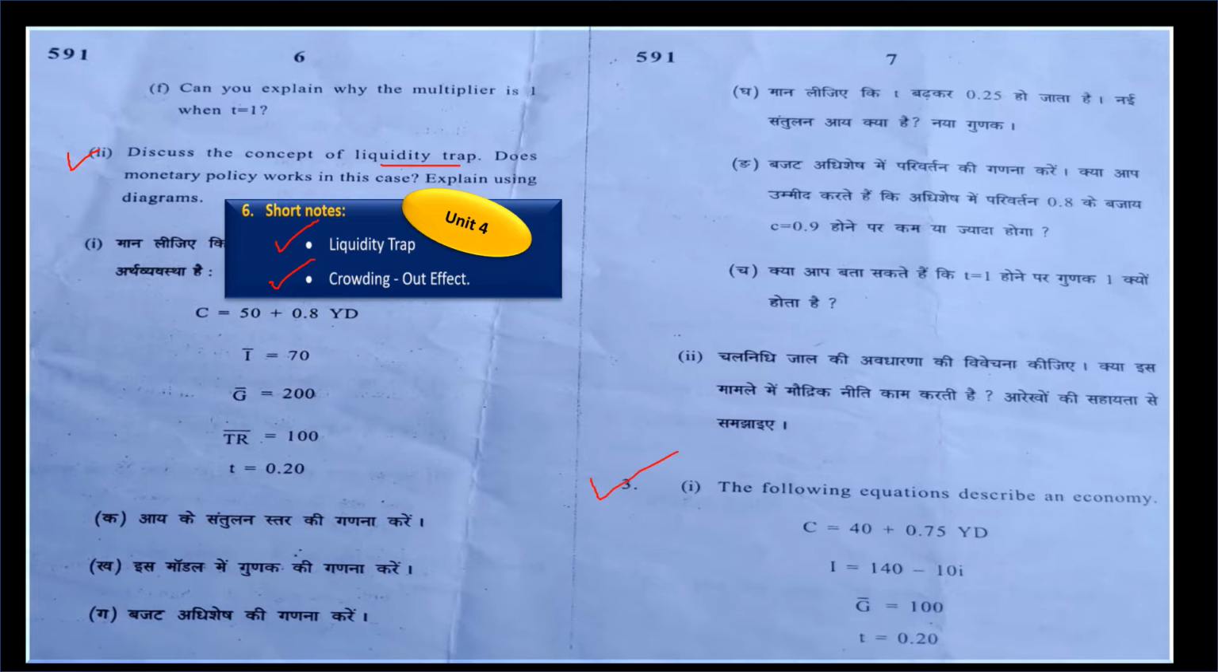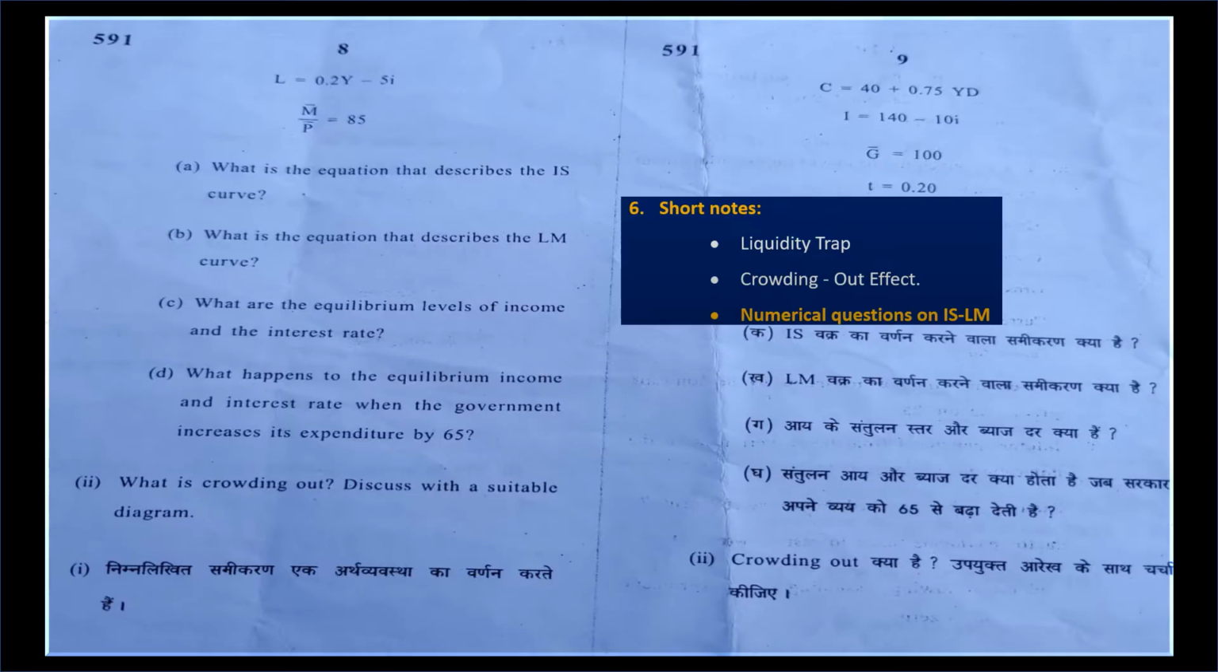Now come to question number 3. Question number 3, part 1 is a numerical question on ISLM, which I shared with you in unit 4, question number 6 as a short note. If you remember, I told you to prepare well the numerical questions from unit 1, that is national income, and from ISLM. Numerical questions from both national income and ISLM came in the exam.